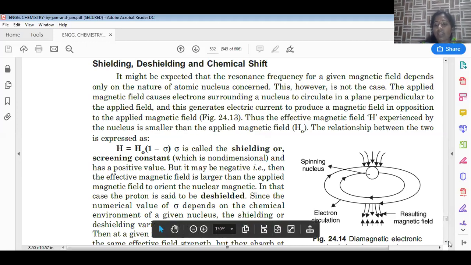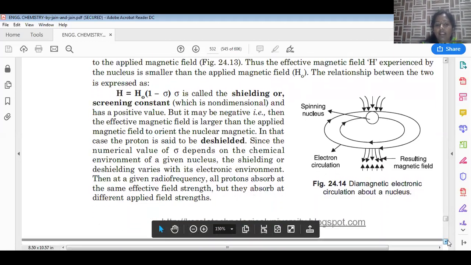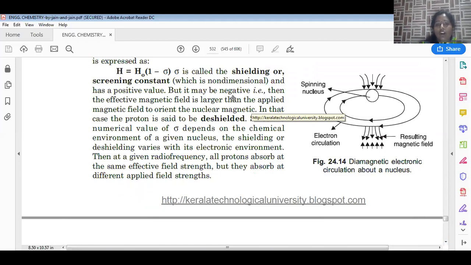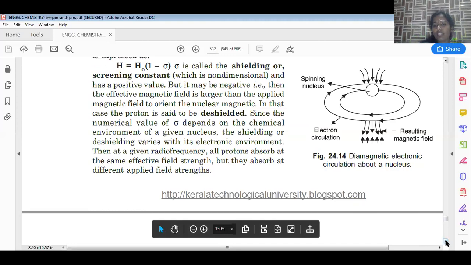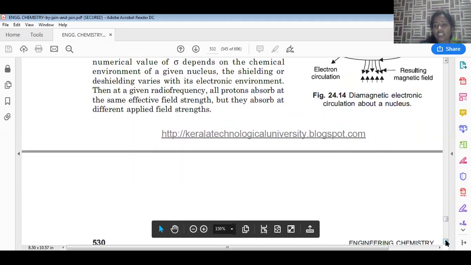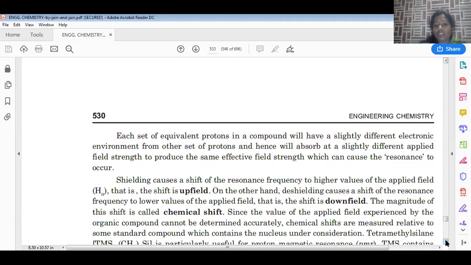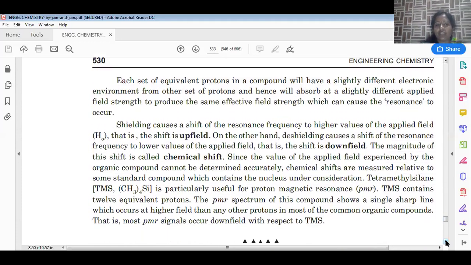shielding effect. Whereas when induced and applied magnetic fields are in the same direction, or reinforcement, then it is called a deshielding effect. So the effective magnetic field is larger than the applied magnetic field needed to orient the nuclear magnet. In that case, the proton is said to be deshielded. So when applied and induced magnetic fields are in the same direction, that is called a deshielding effect. If induced and applied magnetic fields are in opposite directions, that is said to be shielding effect.